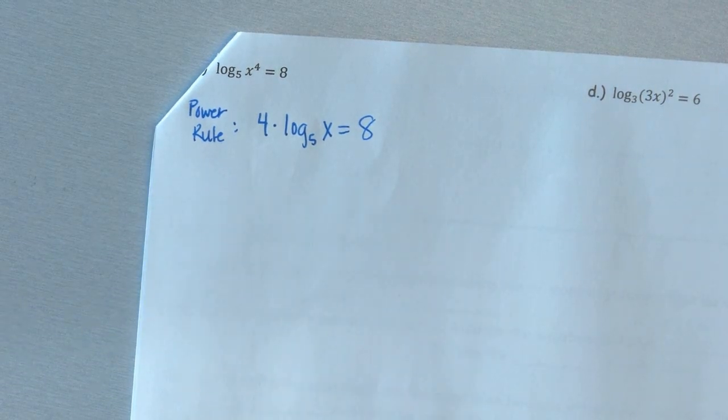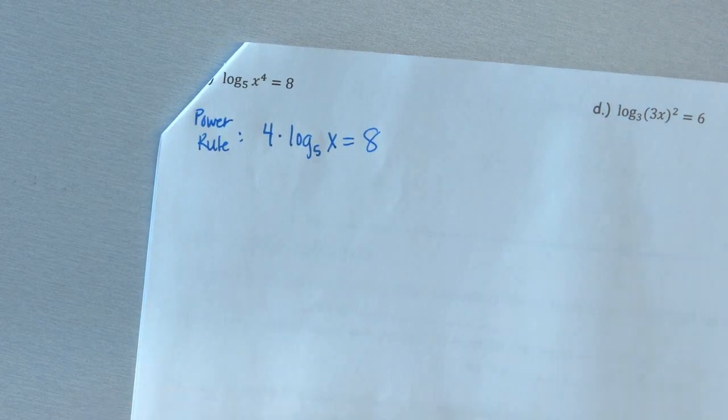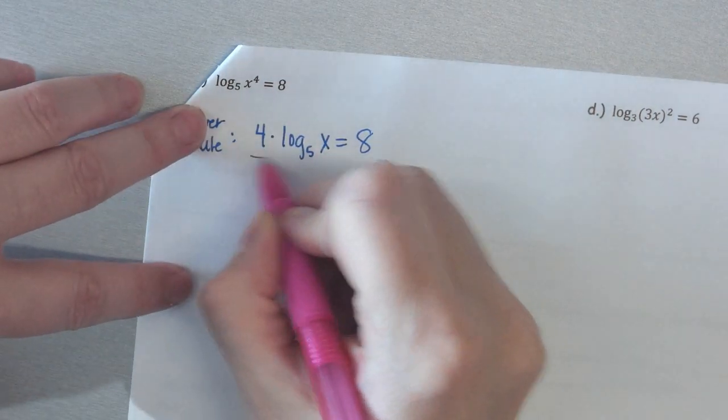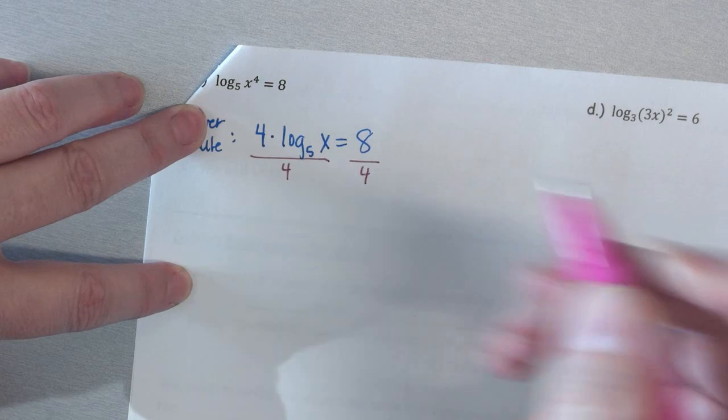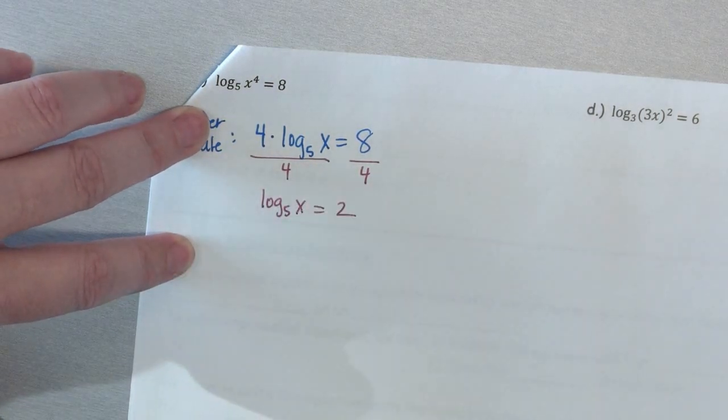Now, when you have something in front and you want to move it over, it's stuck with multiplication, so we're going to move it over using what? Division. So we're going to divide. So then we have log base 5 of x equals 2.